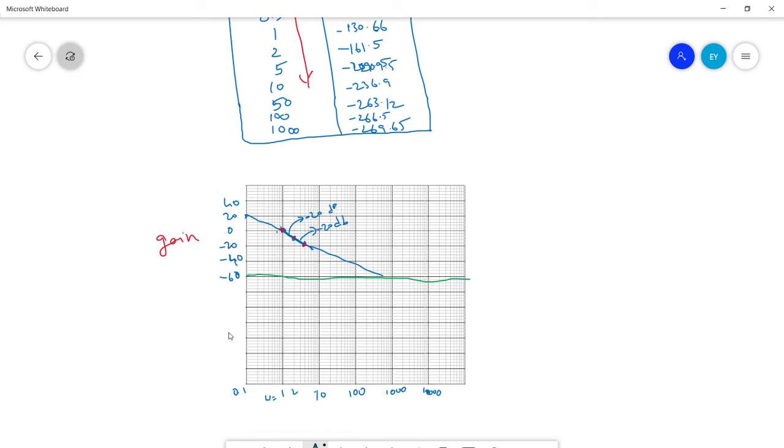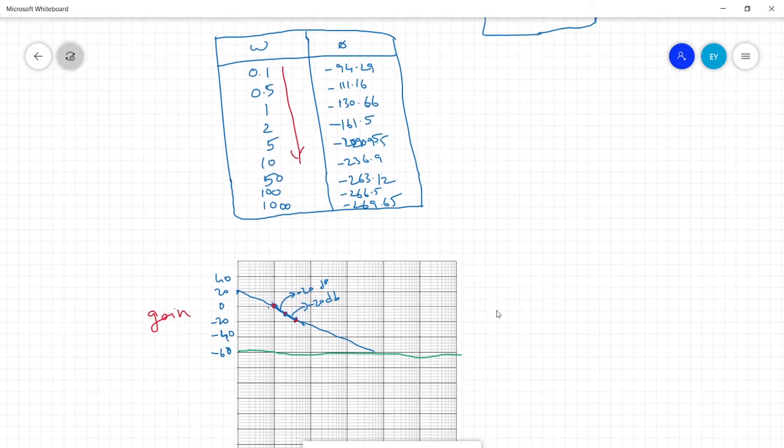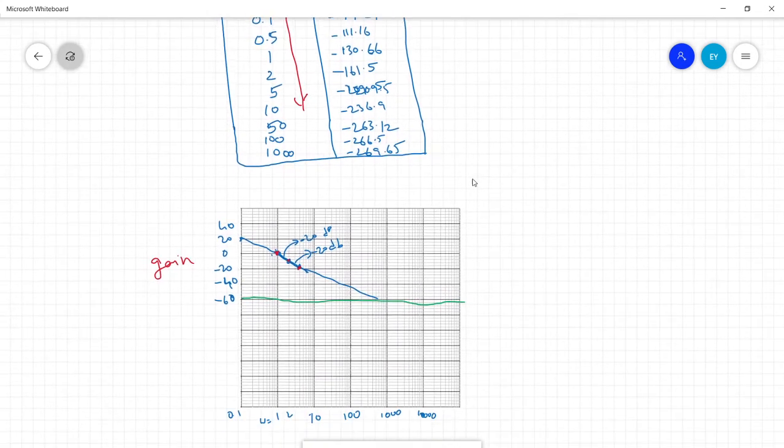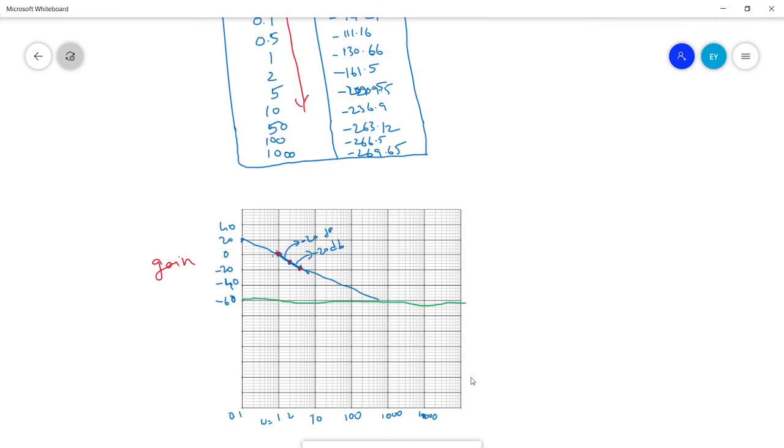What we'll do, we'll take certain values. So just observe the values where it started: it started at minus 94 and it went till minus 269, right? It started at minus 90, therefore we'll start the plot at minus 90 here. So here minus 90, sorry, minus 90 degrees.